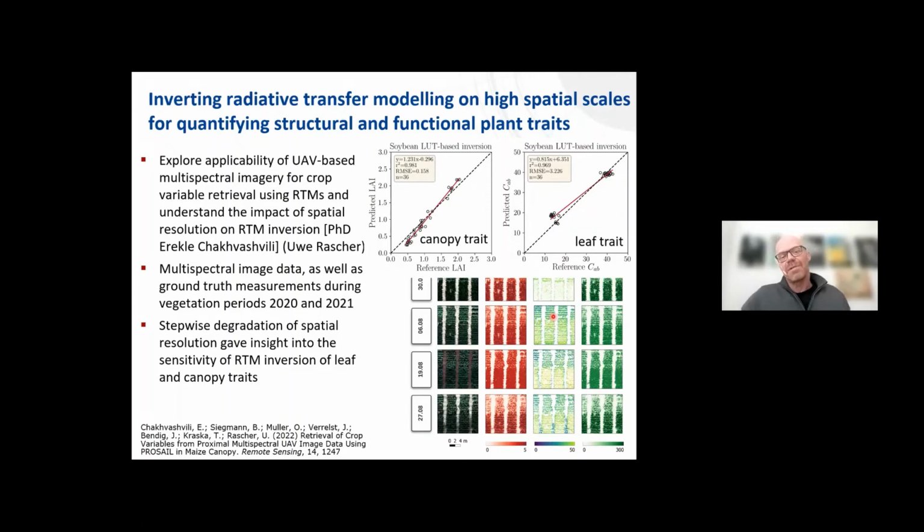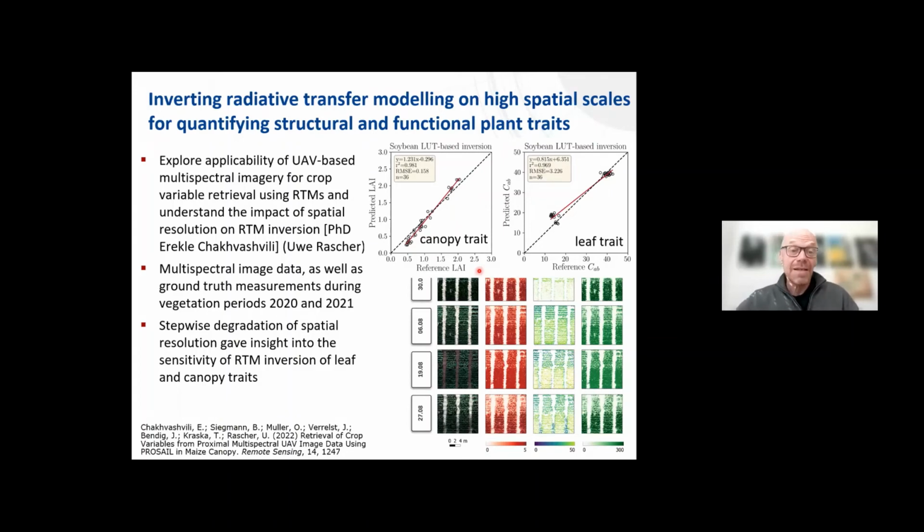With this, he has established the basis for the optimal scale for this radiative transfer inversion. If you want to look, for example, at leaf traits, in this case leaf chlorophyll content, it makes sense to use data where you see the single leaf, or if you look at canopy traits, if you, for example, want to retrieve LAI. So this is the status where Echo is.